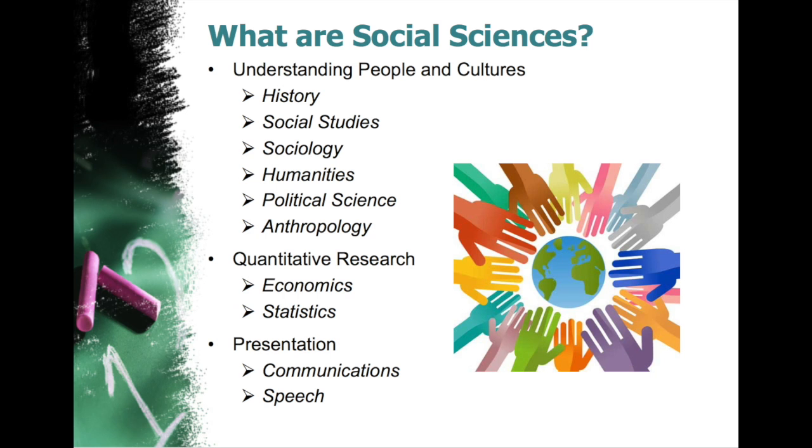The first thing that we need to establish is what the social sciences are. They're primarily broken into three parts: understanding people and cultures. This is going to include classes like history, social studies, sociology, humanities, political science, and anthropology. Then you have quantitative research like economics and statistics classes. These are primarily going to be math-based classes.